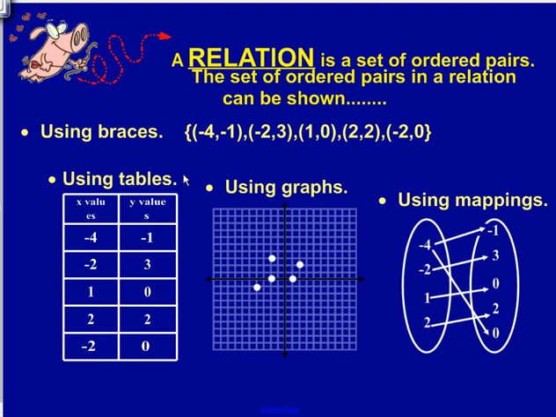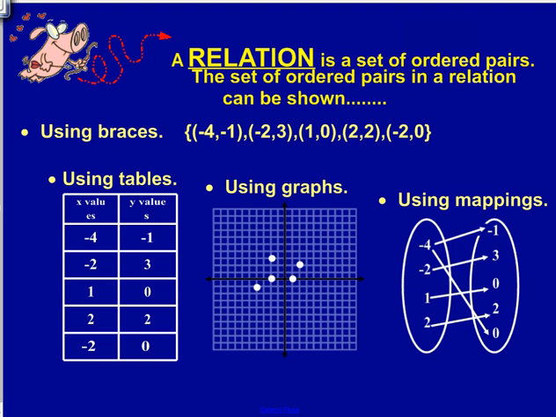We can use tables, so we can have our x values, or our domains, and our y values, or our ranges. We could also use graphs. We can actually graph those coordinate pairs to determine if it's a relation, and we can use mapping. Mapping is usually depicted with the domains on one side, the ranges on the other side, or the x's and the y's, and then you can use arrows to connect them.